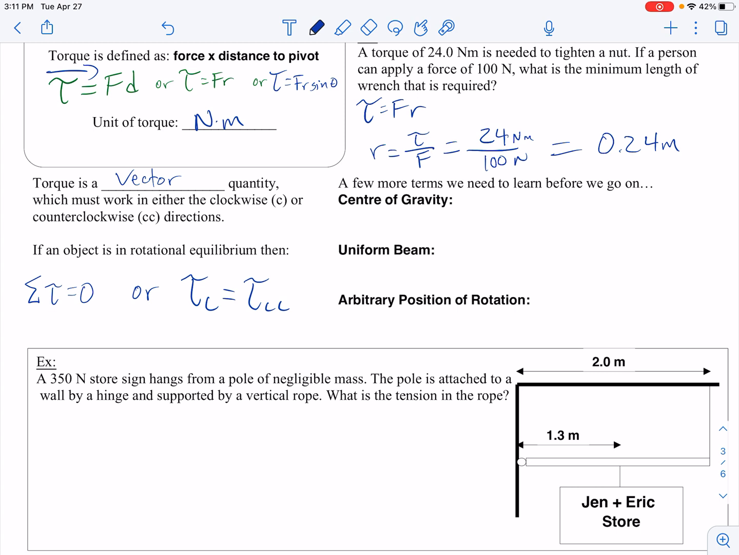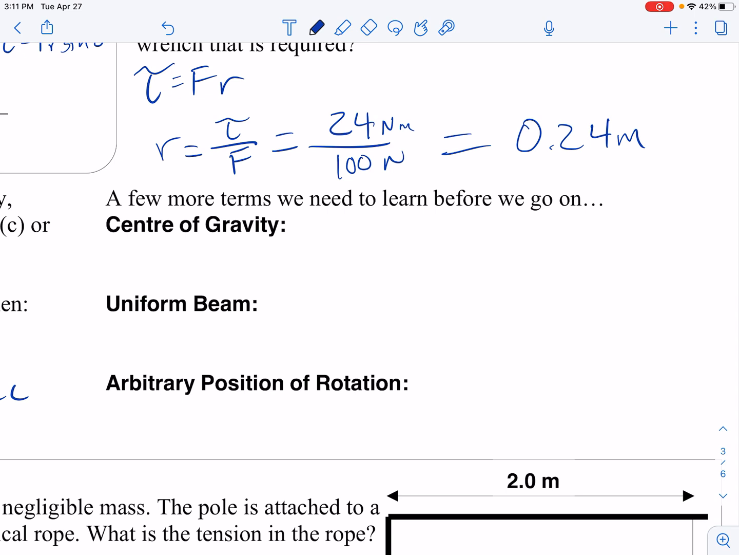Okay, a couple terms we want to go over before we move on. We're talking about center of gravity, right? This is going to be a very common concept. It's where the average mass acts. So this is also where we draw FG.